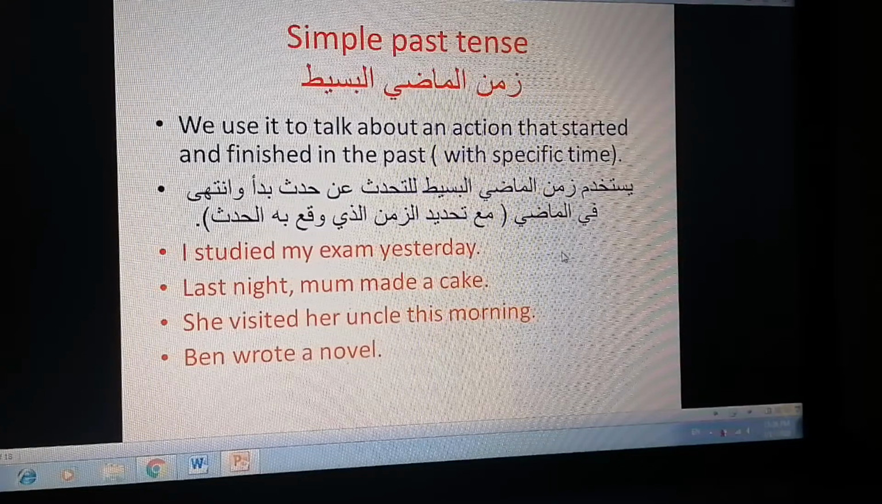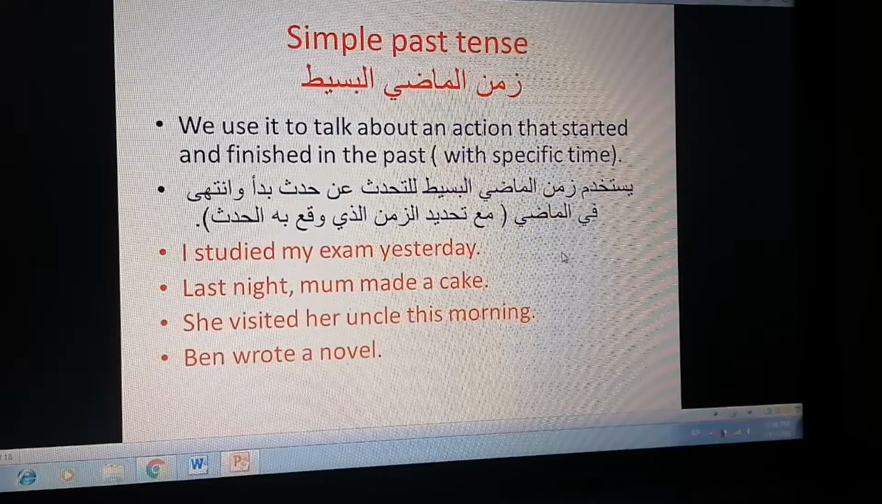Look at example carefully. في عنا an example number 1 yesterday, example 2 last night, example 3 this morning. هاي كلها هي عبارة عن الحدث أو الزمن الذي وقع به الحدث.